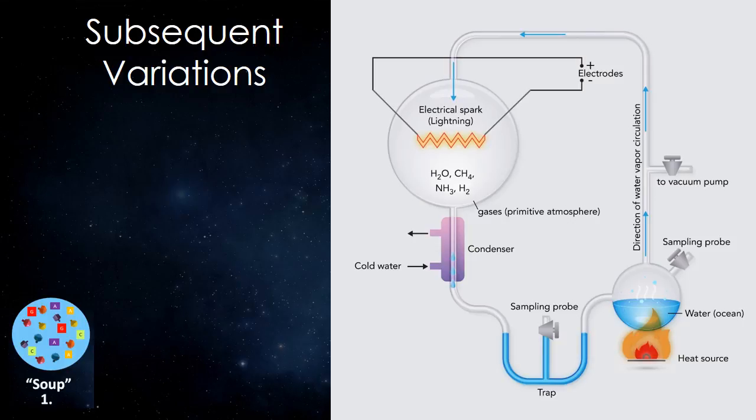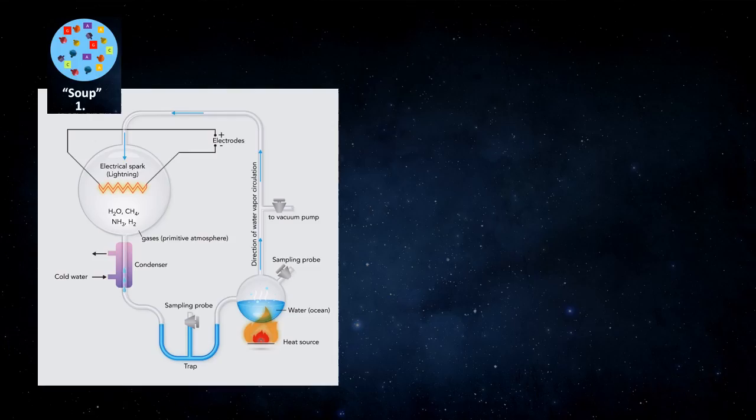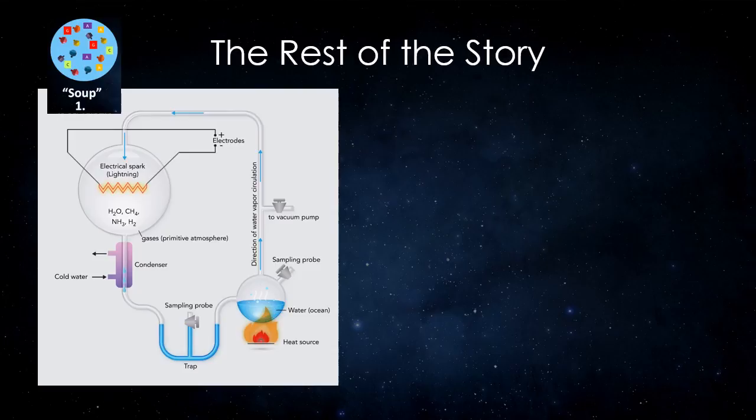In subsequent variations of Miller's experiments, even more biologically significant molecules were produced, including most of the 20 amino acids found in proteins, several of the nucleotide bases found in DNA and RNA, important sugars, and fatty acids. Researchers believed they had reproduced the beginning steps in the origin of life. However, it appears that their optimism was premature because of several significant problems.